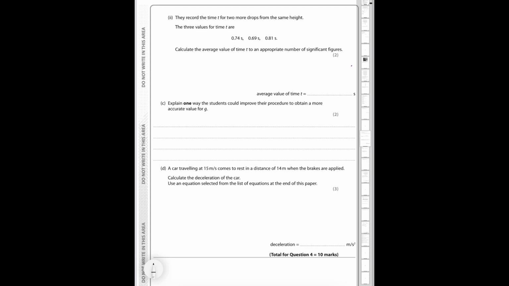So we would do 0.74 plus 0.69 plus 0.81, and because we've got three results, that would be divided by 3. And if we calculate that out, we get an answer of 0.75, which is the maximum number of significant figures you can give. We could give our answer to one significant figure, that would be correct too.